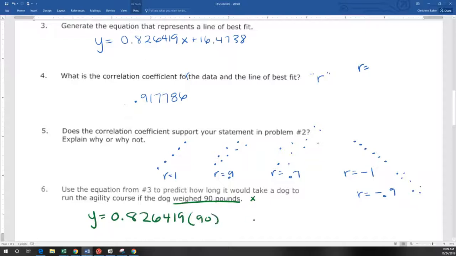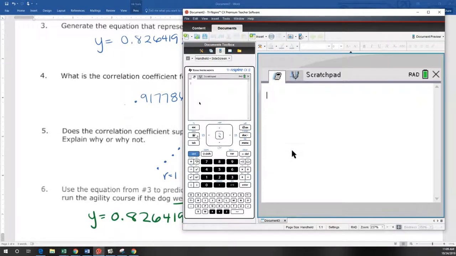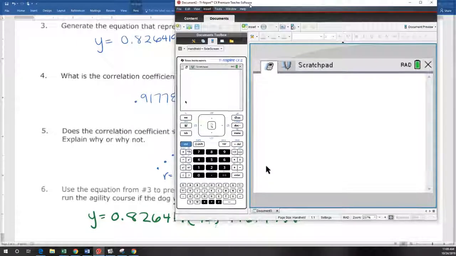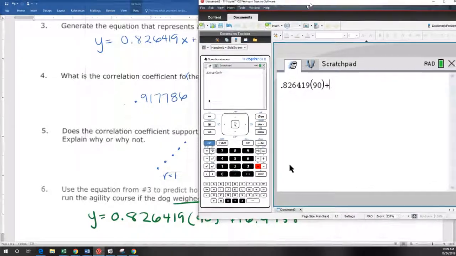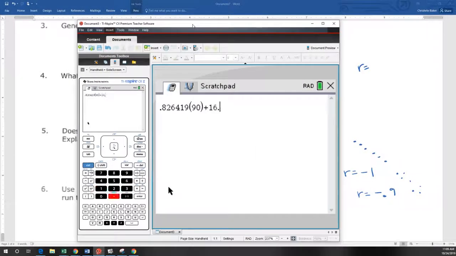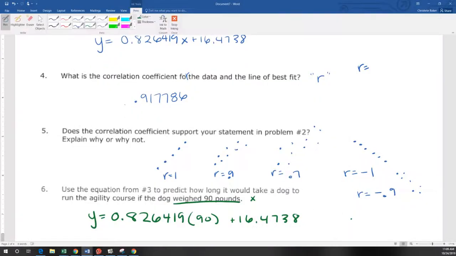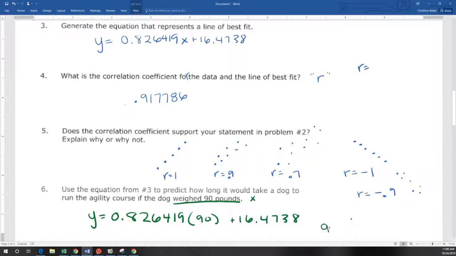So we need 0.826419 times 90 plus 16.4738. I'm just going to go to my calculator, the scratch pad, and type this in. 0.826419 times 90 plus 16.4738. 90 point, were they whole numbers on that? Yeah, so we can round that one. 91 seconds is what we would get. Okay, I will continue in the next video.